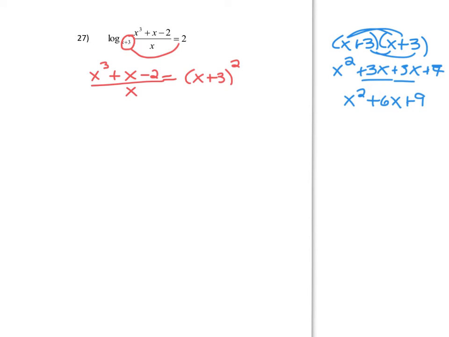Okay, so I'm going to rewrite the right-hand side of the equation as x squared plus 6x plus 9. And I'm going to put that over 1. And the reason I'm putting that over 1 is because this side of the equation is a fraction. So let me just bring down this side of the equation.